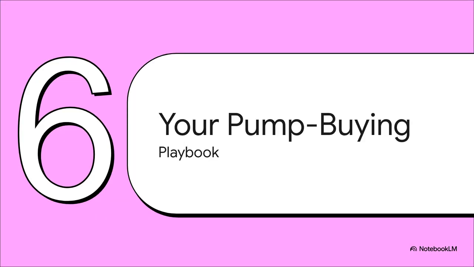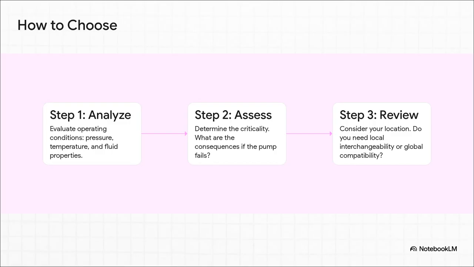So, with all this information, how do you actually make the right choice? This final section is your pump buying playbook, a clear path to making the right decision for your needs. It really just boils down to these 3 simple steps. First, analyze your operating conditions. What's the pressure, the temperature, the fluid you're pumping? Second, assess the criticality. Be really honest about what the consequences of a failure would be. And third, consider your geography. Do you need that local interchangeability, or do you need global compatibility?